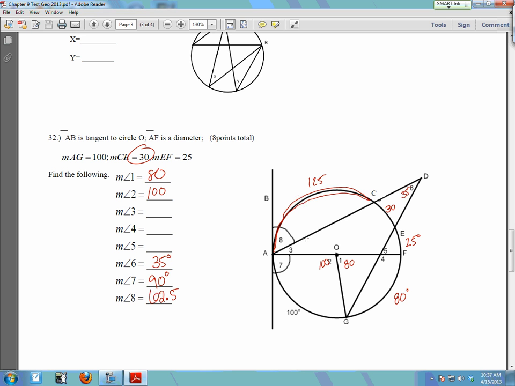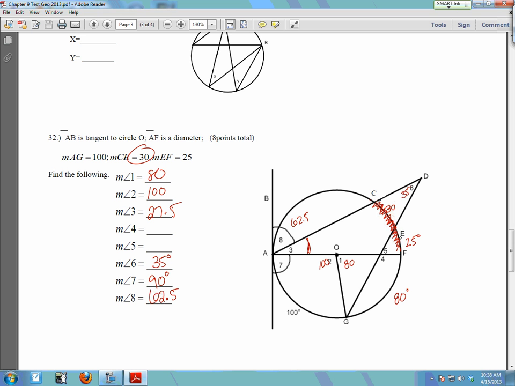Angle 3 now, a couple ways of finding angle 3. You know that this is the intercepted arc out here, and angle 3 is an inscribed angle, so half of 55 is 27.5. Or you could say, well, we knew that this angle 8 was 62.5. That angle there has got to be a 90-degree angle. So 90 minus 62.5 should still give me 27.5. So there's two ways to find that angle.